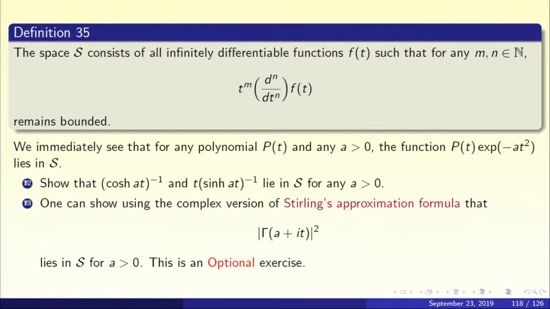Now, let us restrict the gamma function to a vertical line and take its absolute value squared: mod gamma(a plus it) the whole squared, where a is positive and t varies over the real line. As a function of t, this is going to be in the Schwarz space. This is a very important example of an element in the Schwarz space, but to prove that it lies in the Schwarz space, you will have to resort to Stirling's approximation formula. You will need Stirling's approximation formula to prove that this function is in the Schwarz space. It's an optional exercise.